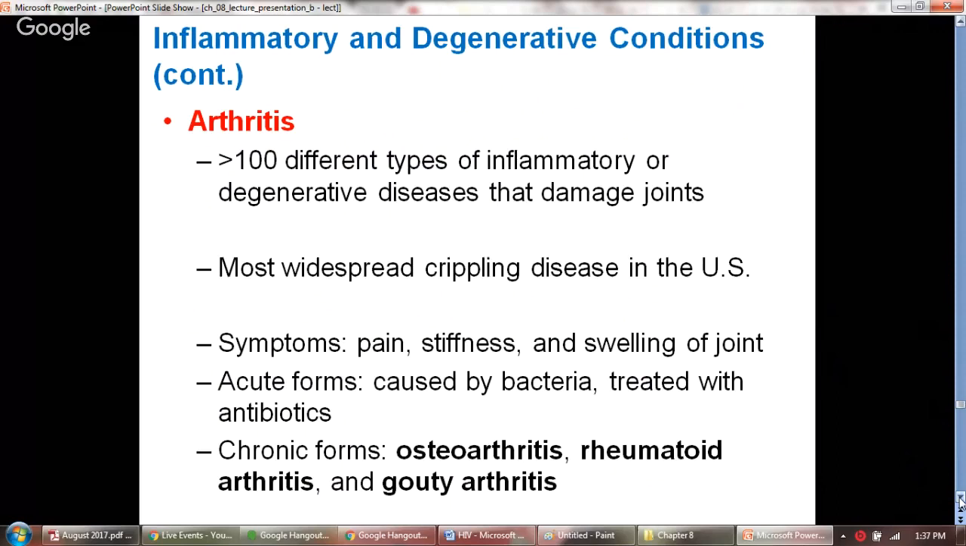Also, arthritis is a common condition you would encounter. There are more than 100 different types of inflammatory or degenerative disease which damage the joints. The most widespread crippling disease in the US is arthritis, and the symptoms include pain in the joints, stiffness in the joints, and swelling of the joints. Sometimes the acute forms are caused by bacteria, and you have to treat with antibiotics in that case. The chronic forms are osteoarthritis, rheumatoid arthritis, and gouty arthritis.